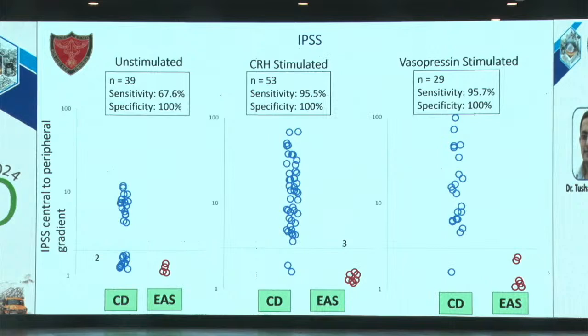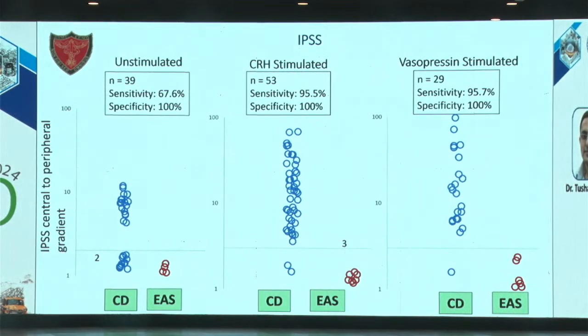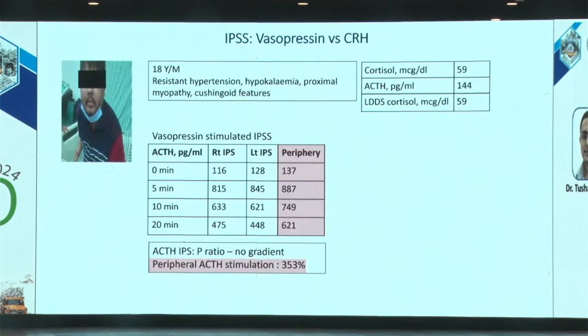For the last 2 or 3 years post-COVID, CRH was not available to us. We used up our stored samples, but then we had to shift to vasopressin stimulated IPSS. If you compare CRH stimulated and vasopressin stimulated IPSS, they are doing the same and a perfectly good job, and we don't miss CRH now because the sensitivity is 95% in either of the two and specificity is 100% in both of these patient groups which we have looked at. But there are differences between these two which we need to understand, and there are some caveats when you're using vasopressin.